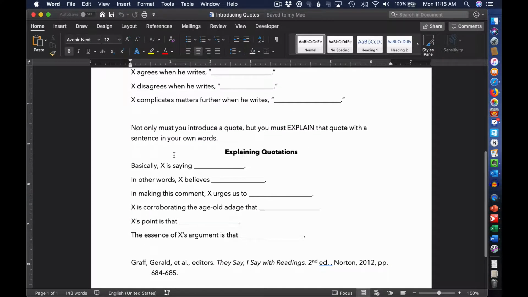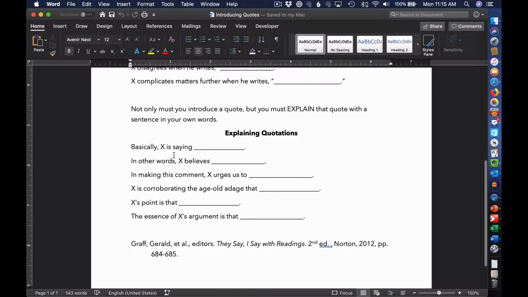Another thing that you do is, a lot of times when you introduce a quote, you can't just say it and then move on. You have to kind of explain that quote. So you can restate it in your own words, saying, in other words, X believes blank, or X's point is that blank. So you're kind of translating for your audience what this quote really means. Again, this is something that you can refer back to easily.